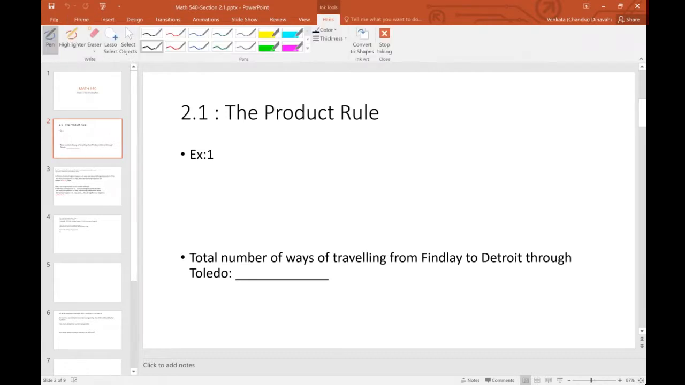The product rule is not very difficult to understand, but I'll try to explain it with the help of an example. Let us go through this example. For example, you are starting from Findlay, and suppose you want to visit your friend in Toledo and spend some time with him, and then from there you want to go to Detroit.